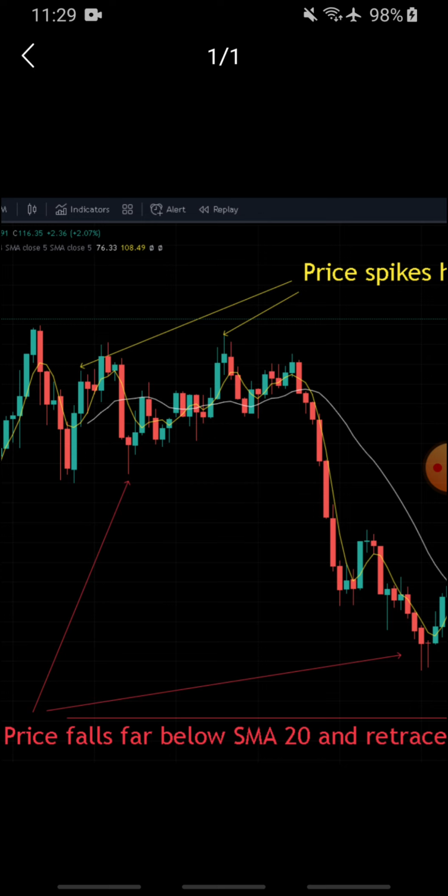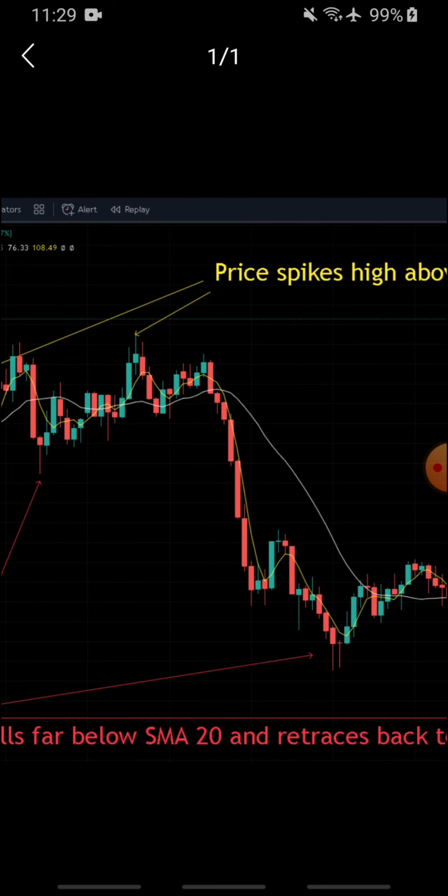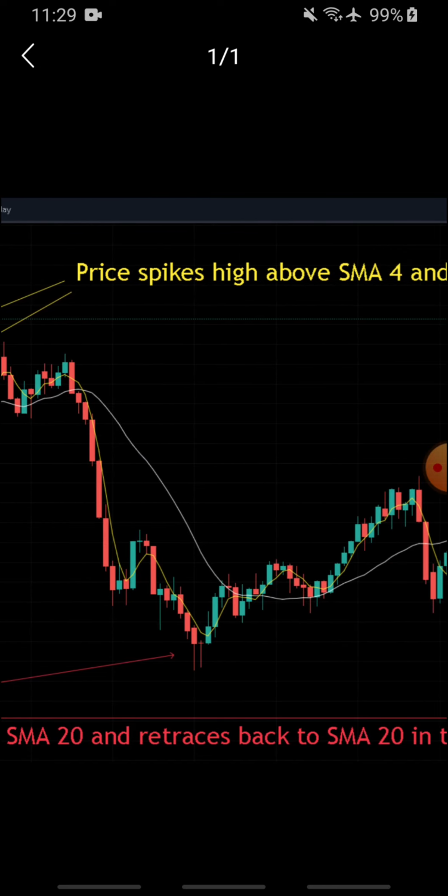The white line's the SMA 20 and the yellow line's the SMA 4. So you can see that it spiked high above the SMA 4. And I guess the 20, not super high above the 20, but it's high above both. And you can see that the price retraced back to the yellow line. It does that over and over again. So that's what I'm trying to show you guys.